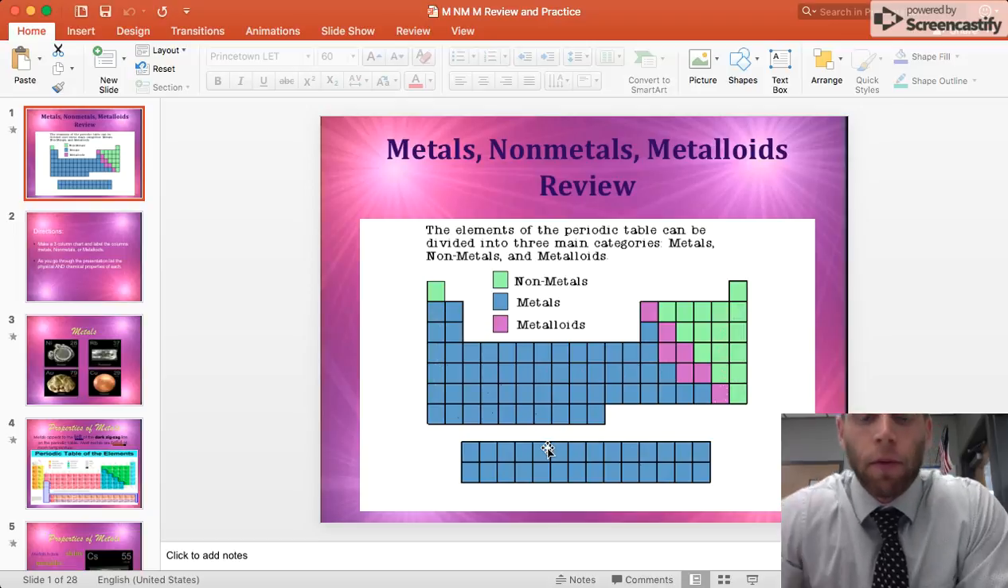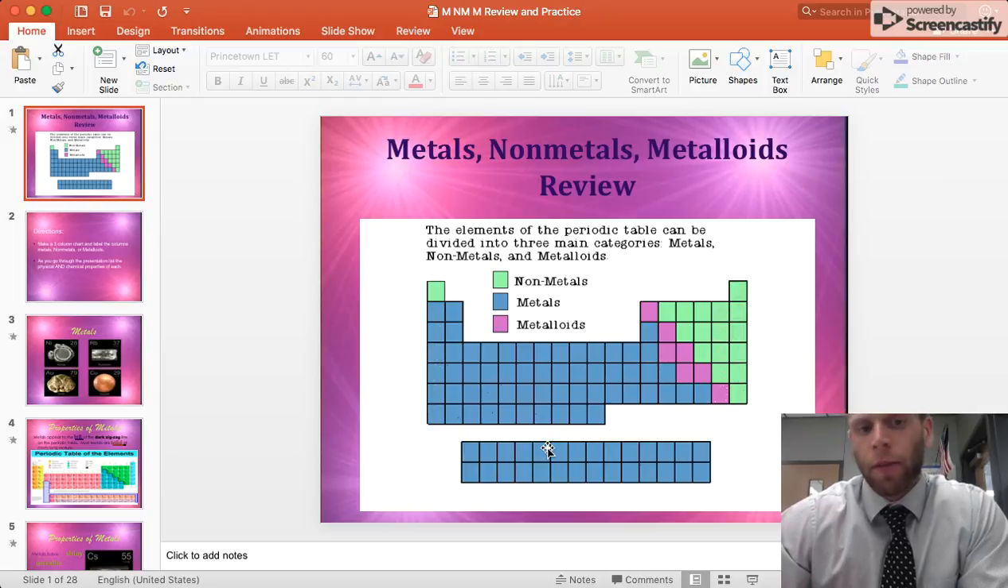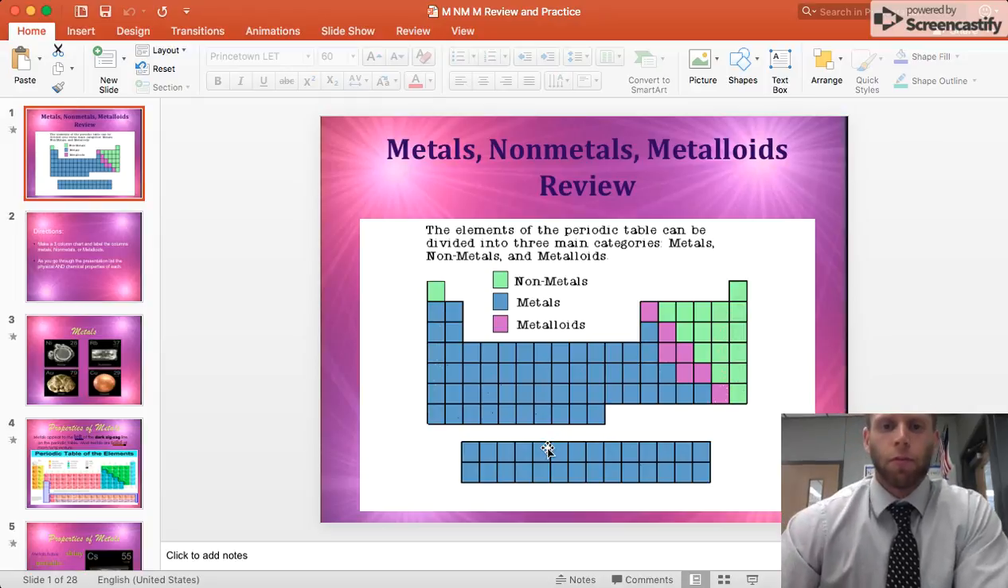All right, so today we will be talking about metals, nonmetals, metalloids, and where they fall on the periodic table and their physical properties. So if you look below, we have a periodic table shaded blue with its elements. The elements on the periodic table are divided into these categories.